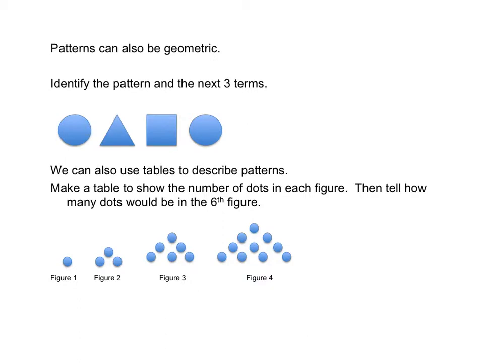Patterns can also be geometric, meaning that we can use shapes and stuff instead of numbers. So identify the pattern and then the next three terms. So here we see circle, triangle, square, circle. So we're going to assume that the pattern is circle, triangle, square, because based on the information we have, that would be our pattern. So our next three terms would be triangle, square, and then circle again.